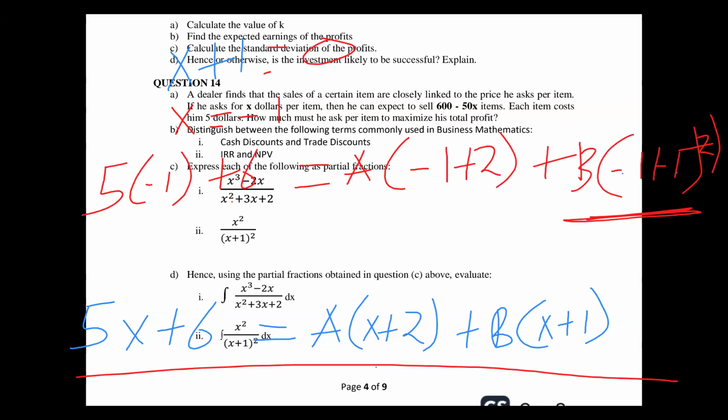Then 5 times -1 will be -5, plus 6, equal to A times -1 plus 2. What is -1 plus 2? -1 plus 2 should be 1, right? 1 times A is basically A. So -5 plus 6 gives us 1 equal to A. So 1 is equal to A, or A is equal to 1. Is that clear? We have found the value of A. Simple.